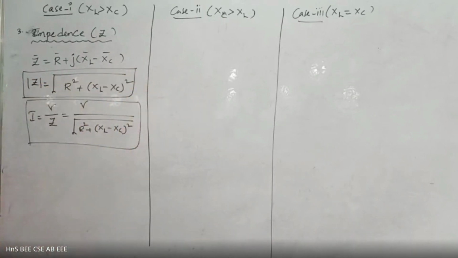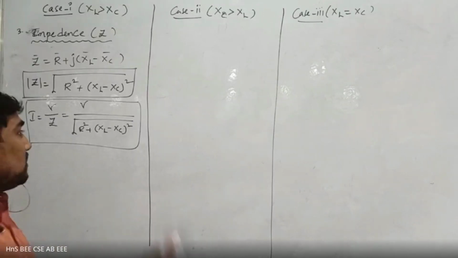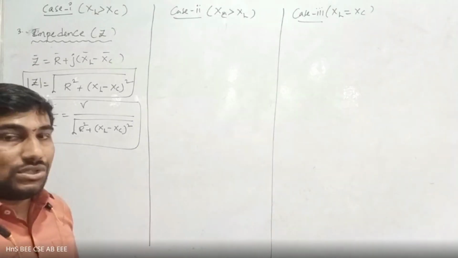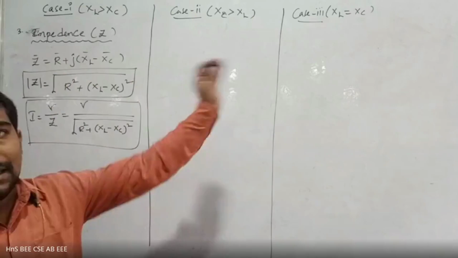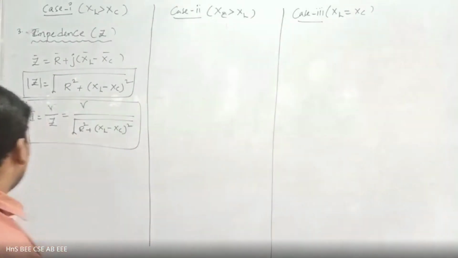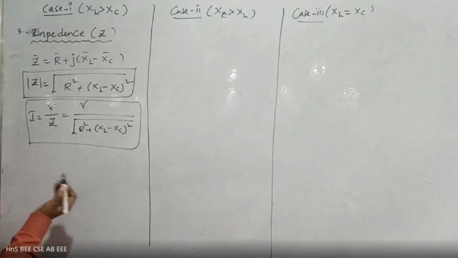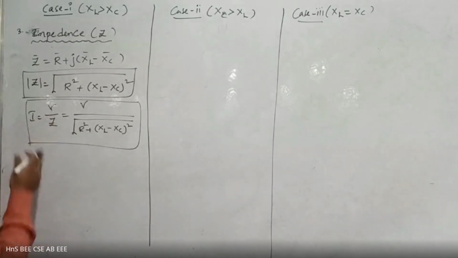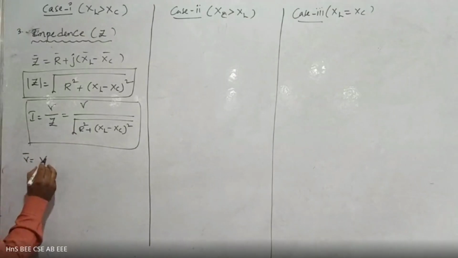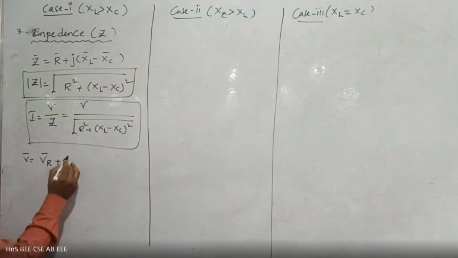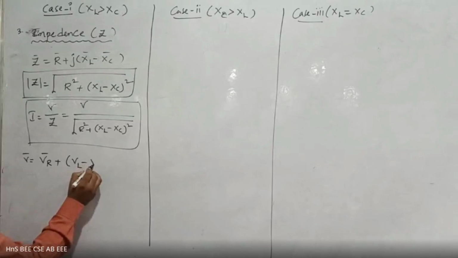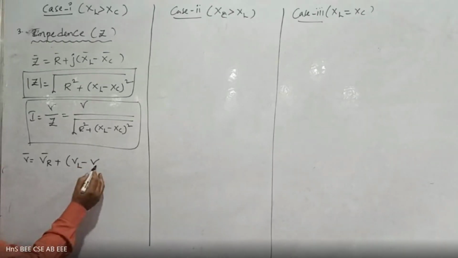Now coming to the next formula in terms of voltage. For example, how to write the voltage equation for the first case, second case, and third case. In terms of voltage, I am writing the total value of voltage in our first case. That is total voltage equal to VR bar plus VL minus VC.